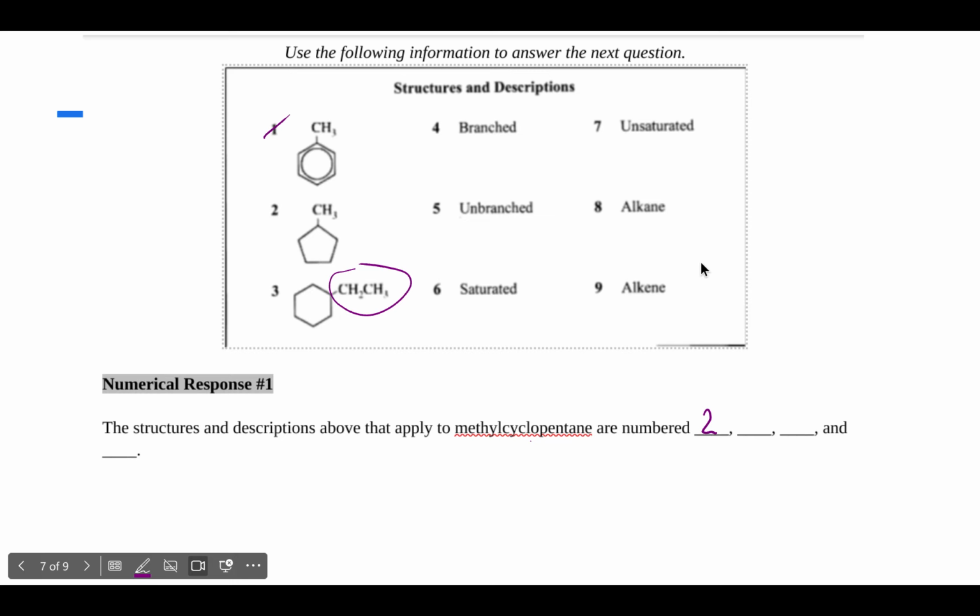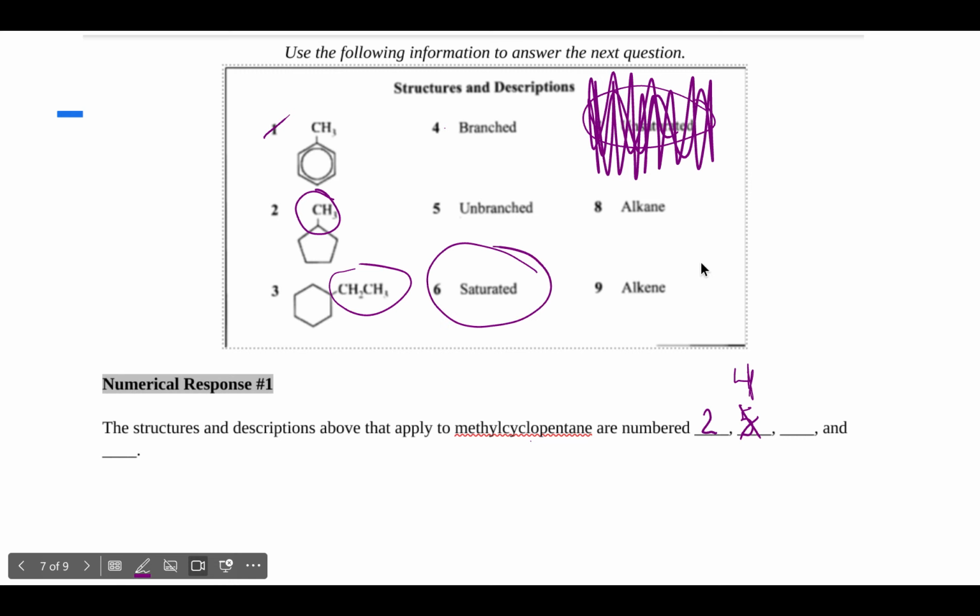And then the next part, you have branched or unbranched. You have the CH3 on top, so that would be a branch. I said branch, but then wrote 5. So 4 is branched. Then it is all unsaturated because it is, what am I doing? There are no double or triple bonds, so they are saturated. So every carbon within the molecule is bonded to 4 other atoms.